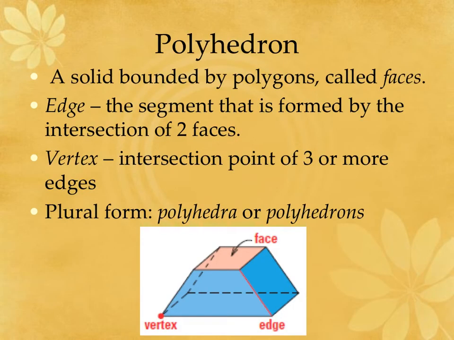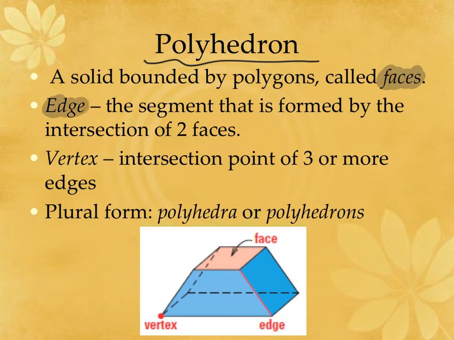All right, so we start with a polyhedron. A polyhedron is a solid bounded by polygons, and these are called faces. If you remember, polygons are closed shapes. They could be rectangles, rhombuses, squares, trapezoids, anything like that. The vocab term there is faces. So when you look at the object in this example, every single side is called a face.